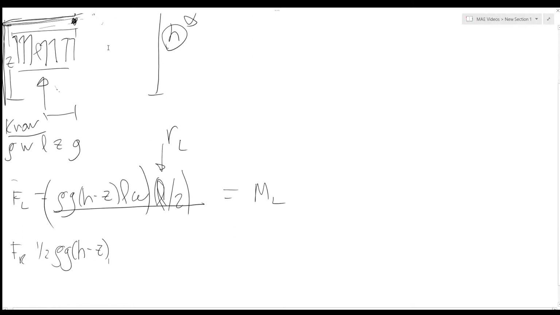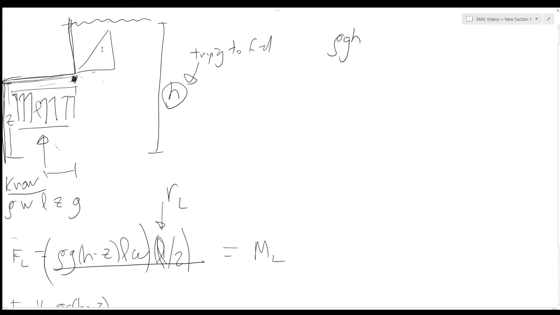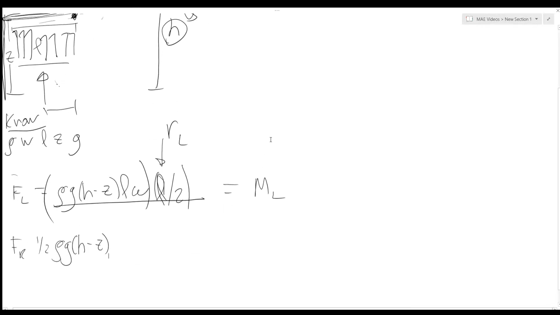So you would have your 1/2 rho g (H minus Z). The reason is that you have the pressure here, but you're essentially trying to find the area under the triangle, which is the 1/2 rho g (H minus Z). Then you need to multiply that by the height and the width. So this would be our F_R.